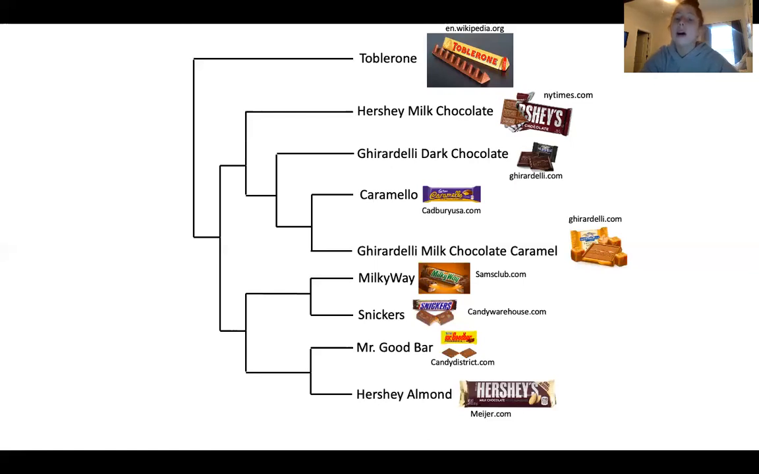Then we can see that the outgroup is Toblerone, and the outgroup is an OTU that is known to have diverged the earliest of all the other OTUs, and it is also different from all the other OTUs. You can see that it is significantly different.